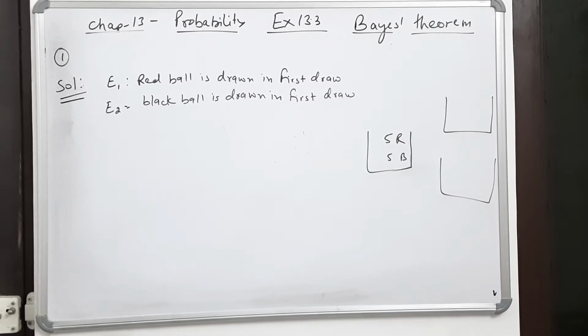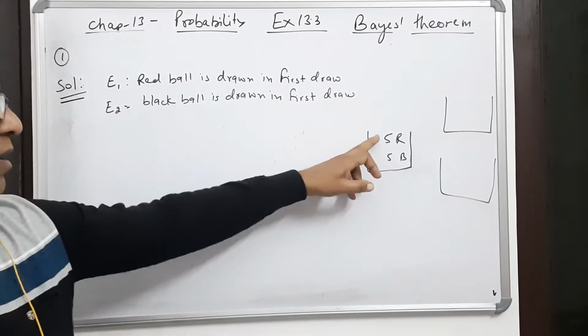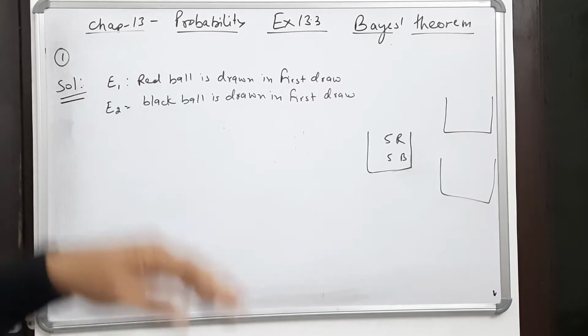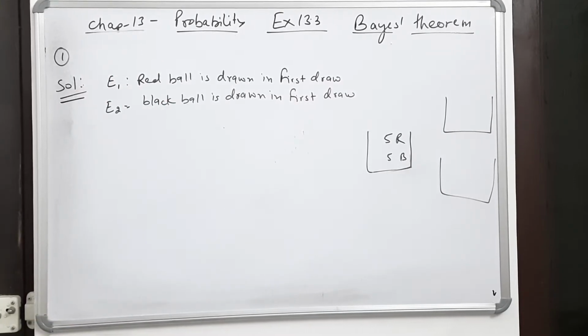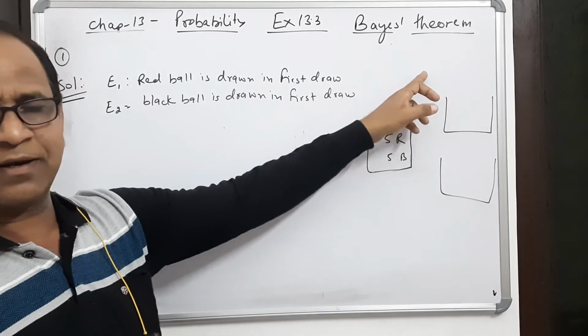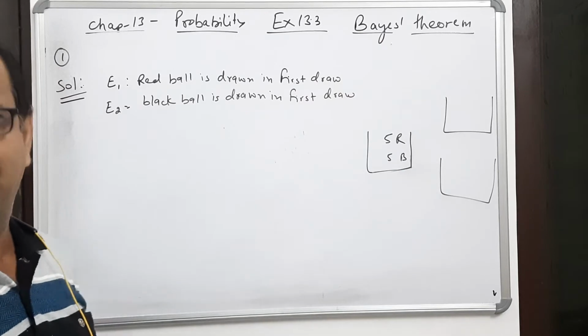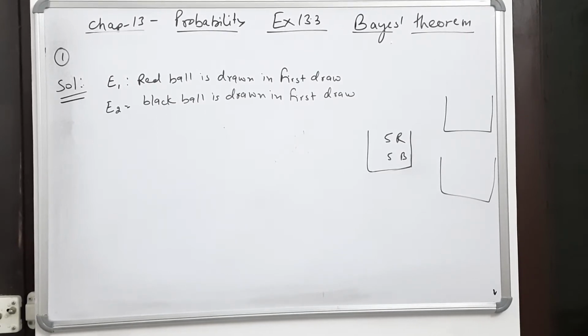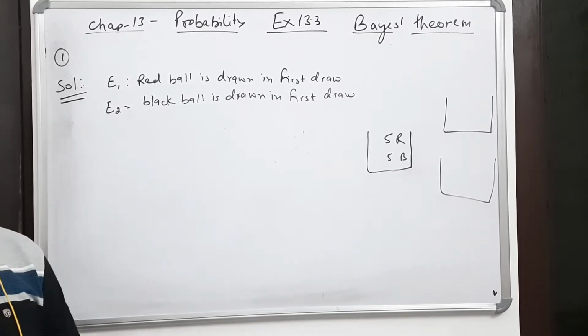It is written here: an urn contains 5 red and 5 black balls. A ball is drawn at random and its color is noted, and it is returned to the urn. Urn means container. Moreover, two additional balls of the color drawn are put in the urn, and then a ball is drawn at random. What is the probability that the second ball is red?